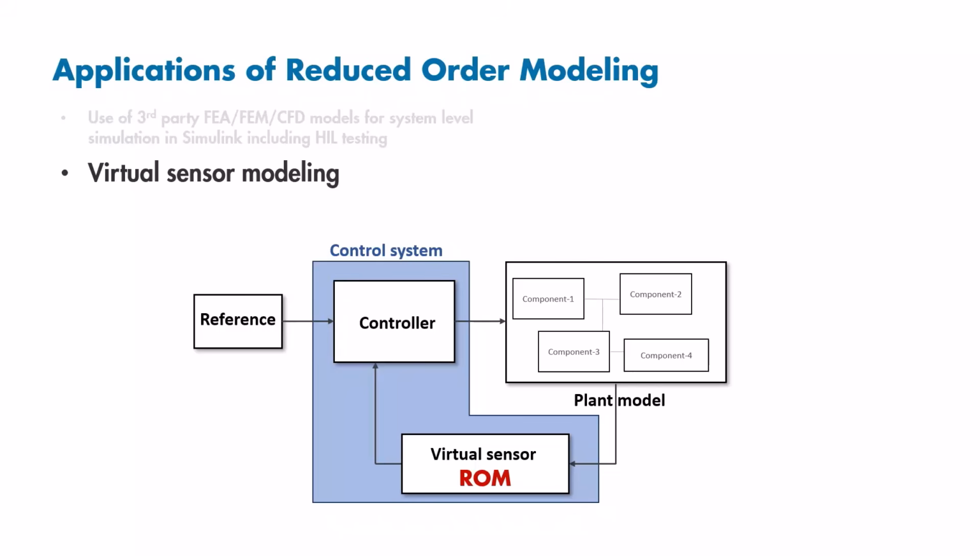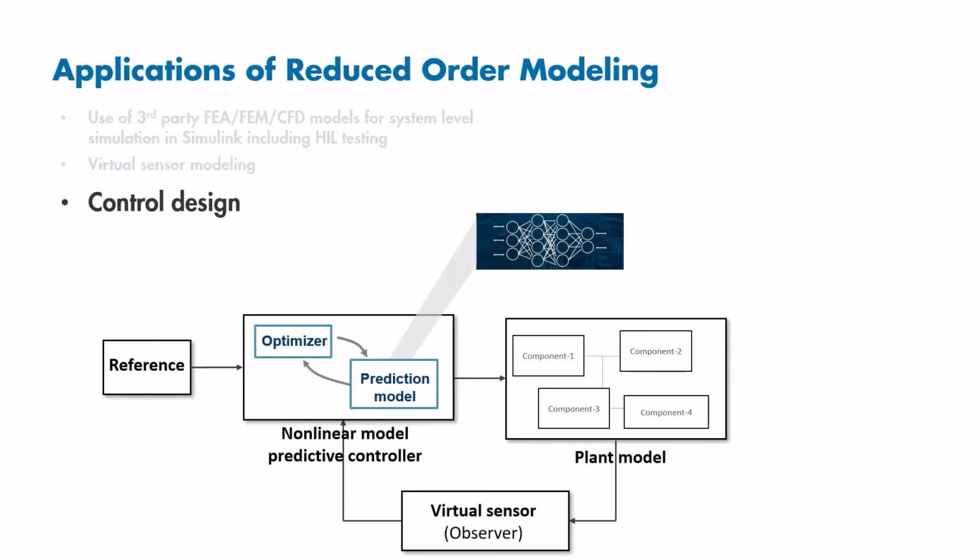Another application of ROM is control design. For example, nonlinear model predictive control requires an internal prediction model of the plant that needs to be evaluated very fast on the embedded system. We can use a reduced order model as such an internal prediction model.